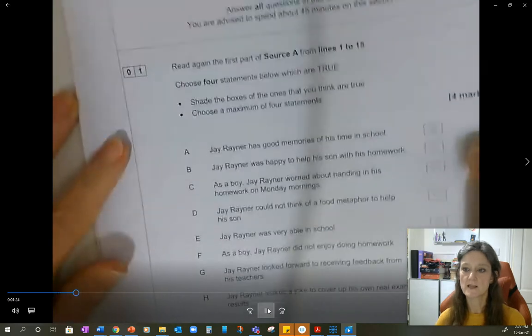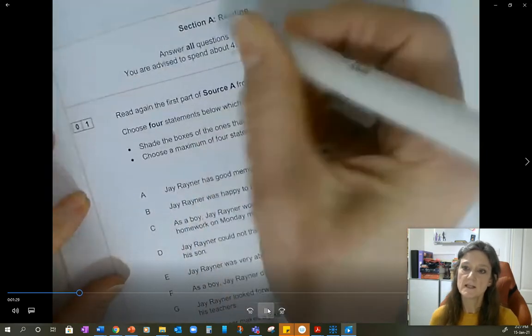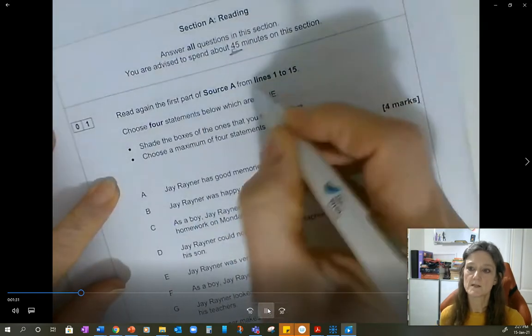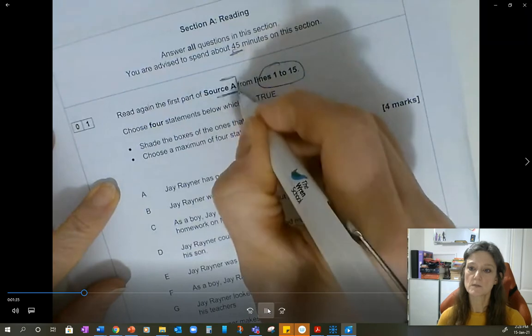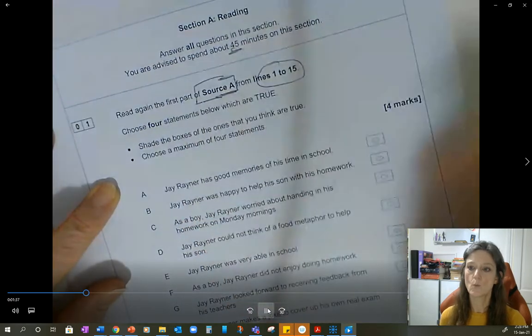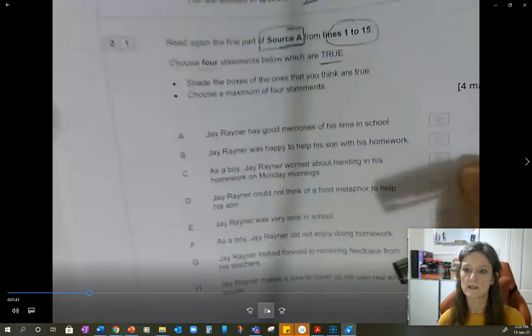The examiner's now said I may start, so when he says that, I'm going to open the booklet, or she says that. And here it is, section A reading, and it reminds me again 45 minutes on this section. But for question 1, I'm only going to use source A, and I'm only going to use lines 1 to 15, and I'm circling that. I'm going to choose 4 statements, and I'm going to be picking out the ones that are true.